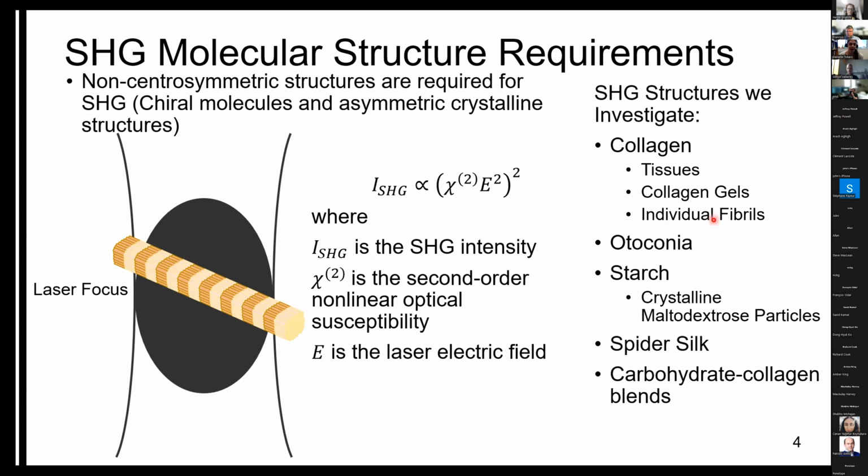We are also studying Otoconia, which are biological crystals found in the inner ear that control our sense of gravity. And so after collagen, I plan to talk a little bit about our research into Otoconia. And we're also interested in a few other biological structures in my lab, including starch, spider silk, and carbohydrate collagen blends.